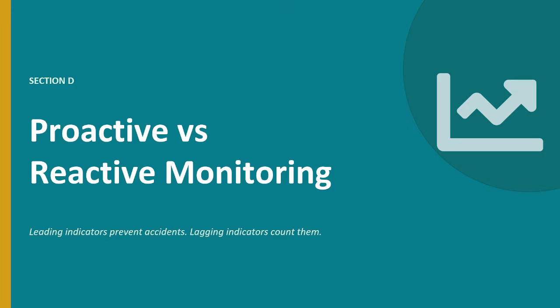Our fourth major topic is monitoring, specifically the distinction between reactive and proactive monitoring. This is a conceptual shift that separates organizations that manage safety systematically from those that simply react to accidents. The central question: would you rather know that an accident has happened or know that an accident is about to happen? The answer seems obvious. But most organizations measure the wrong things and only find out their safety system has failed when someone is already hurt.